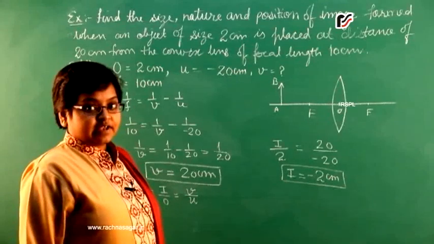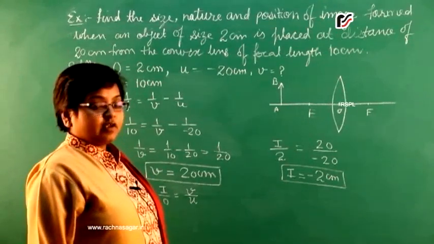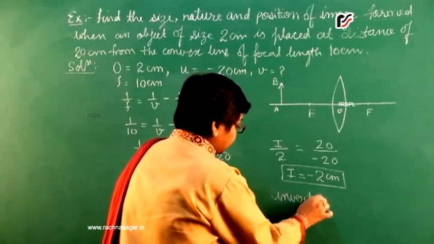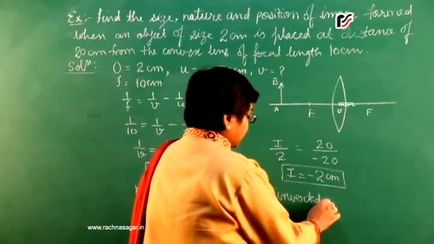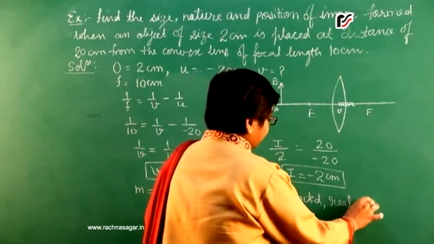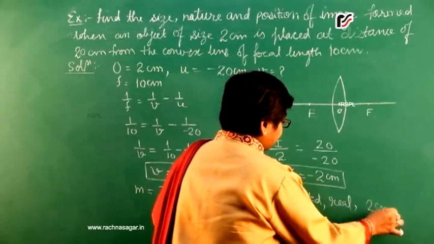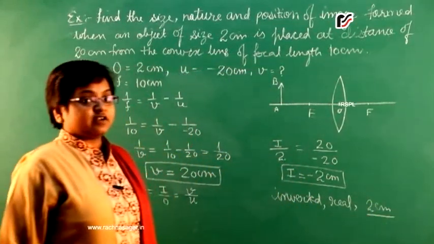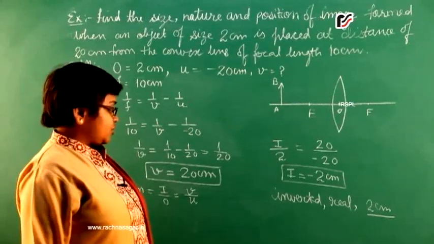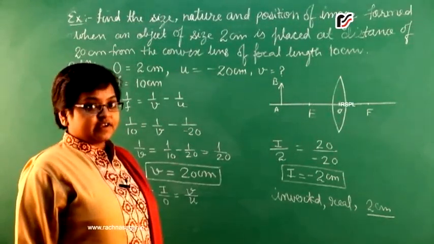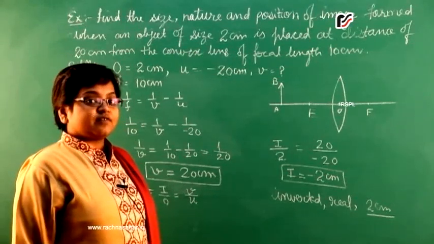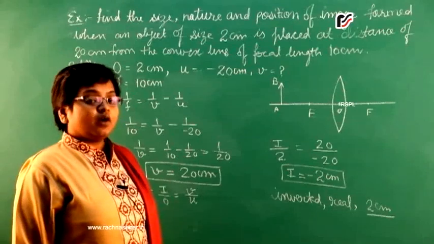I is of negative sign, that is image formed inverted, on the other side, that is real, and the size of image is 2 cm, which is same as that of object. So the image formed at 20 cm on the right side of the lens, which is real and inverted in nature, and the size of image is same as that of the object.